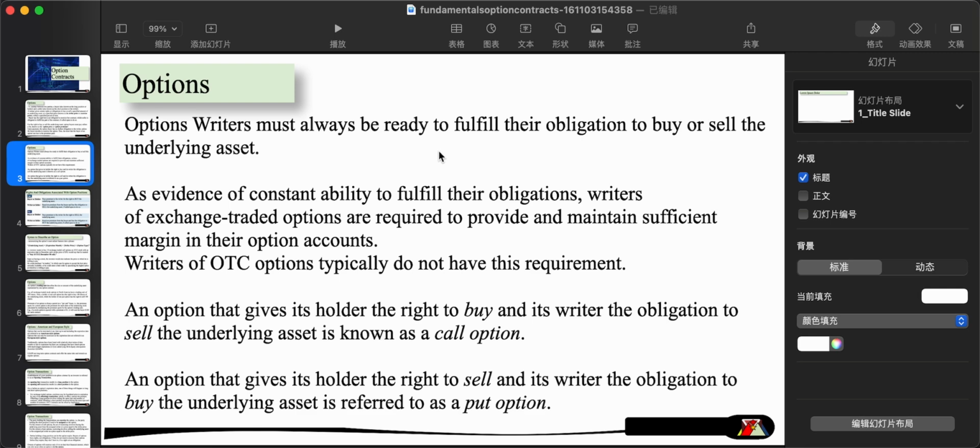An option that gives its holder the right to buy and its writer the obligation to sell the underlying asset is known as a call option. An option that gives its holder the right to sell and its writer the obligation to buy the underlying asset is referred to as a put option.